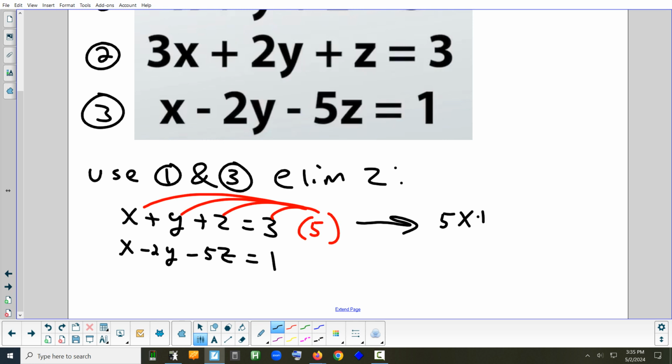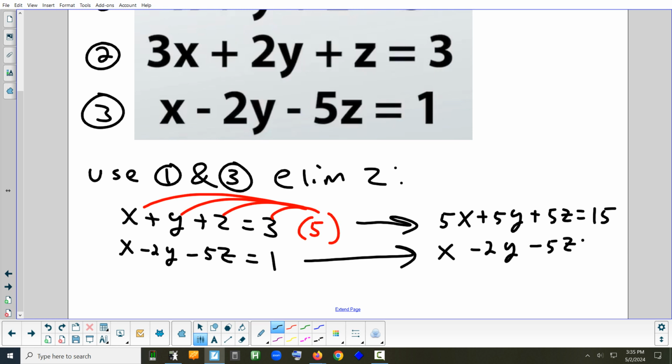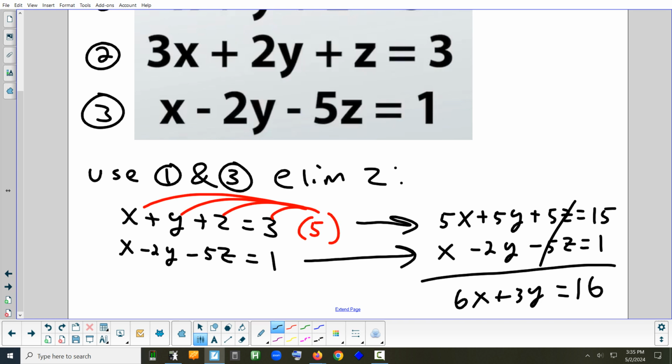5x plus 5y plus 5z is equal to 15. And what about the bottom? Just the same thing: x minus 2y minus 5z equals 1. And then add them up. 5x and x gives me 6x. 5y minus 2y, 3y. And 5z minus 5z, 0, gone. And 15 plus 1, 16. Okay, so we're going to call that equation 4. So we'll come back to it.